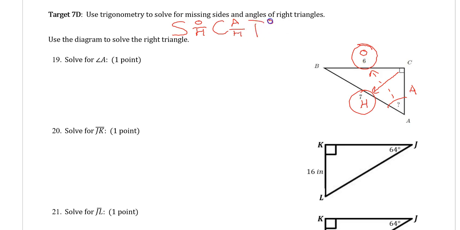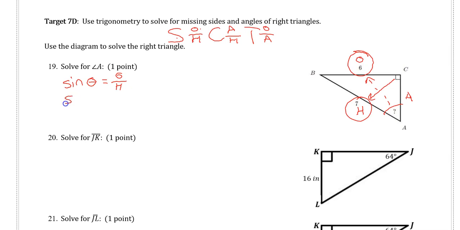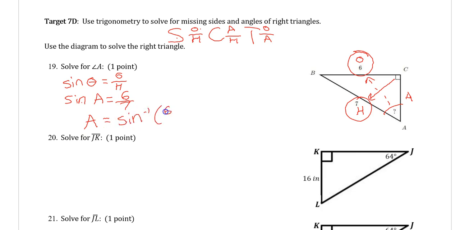So SOHCAHTOA, O and H, I'm using sine. Okay? So the sine of theta equals opposite over hypotenuse. So the sine of A equals, my opposite side is 6, my hypotenuse is 7. Okay? And remember, when I have the sine next to it, that's when I have to flip it. A equals the inverse sine of 6 over 7.